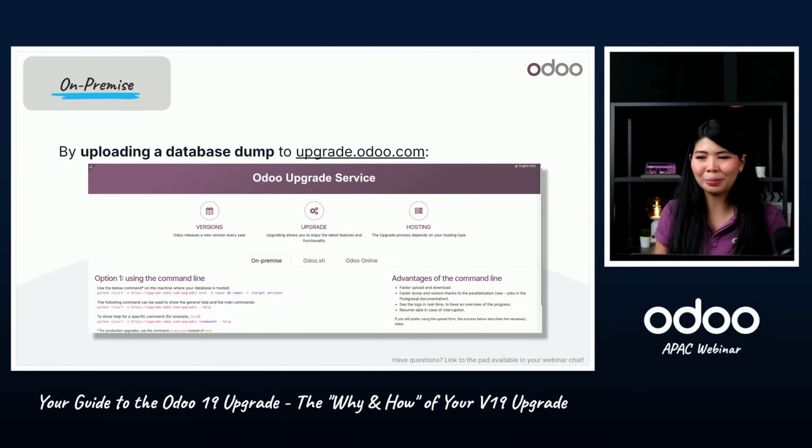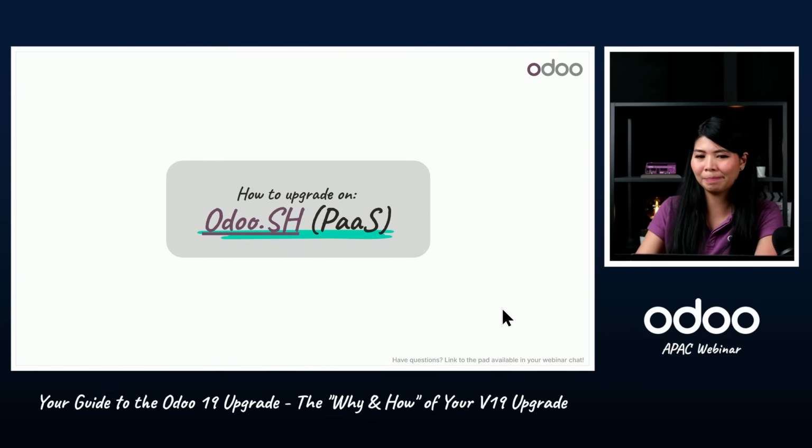Your partner will be able to help you download a copy of your dump file of your database to help upload that into our upgrade servers. Basically, once you have that file, you just go to upgrade.odoo.com and you can go ahead and see our screen here and figure out where to add on your upload for the upgrade.